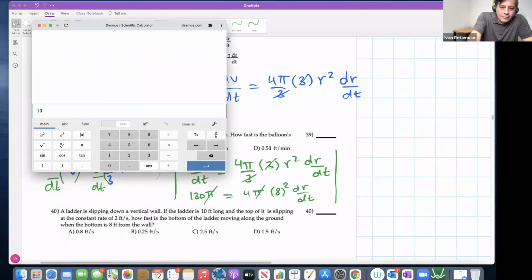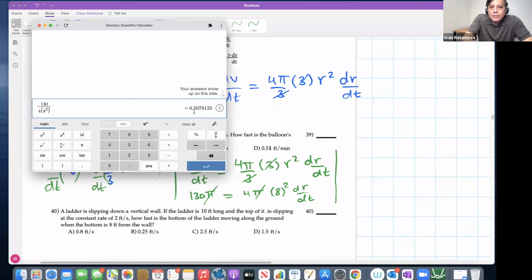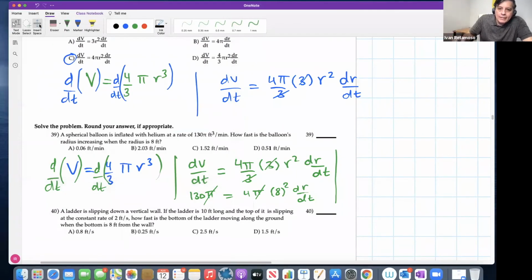Yeah, and if you watch the video yesterday, I think Sarah brought this up, it's there too, right? So 8 squared. Guys, get that right. 0.51, rounded to 2 decimal places, right? 0.51 dR/dt. In the end, feel free to attach the units, feet per minute. Feet per minute, and it's there, right?